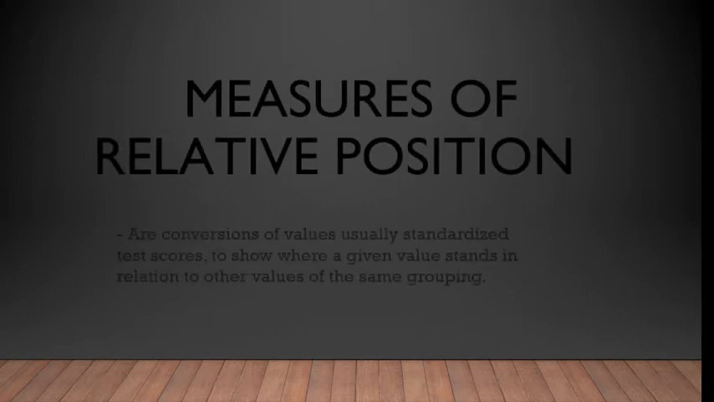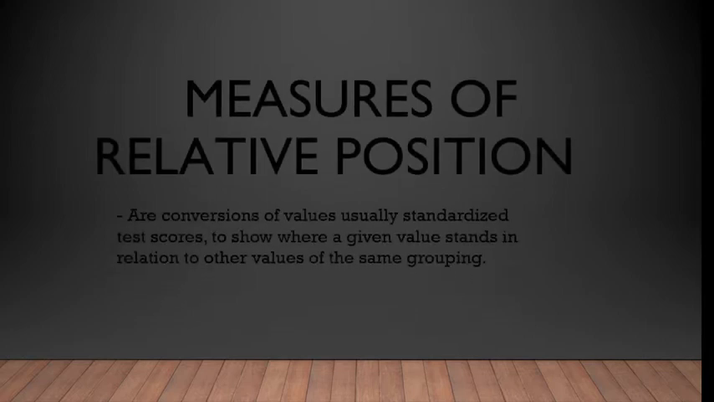Measures of relative position are usually used to show where a given value stands in relation to other values of the same grouping. Measures of relative position tell how a data set value compares to other values in the same group.